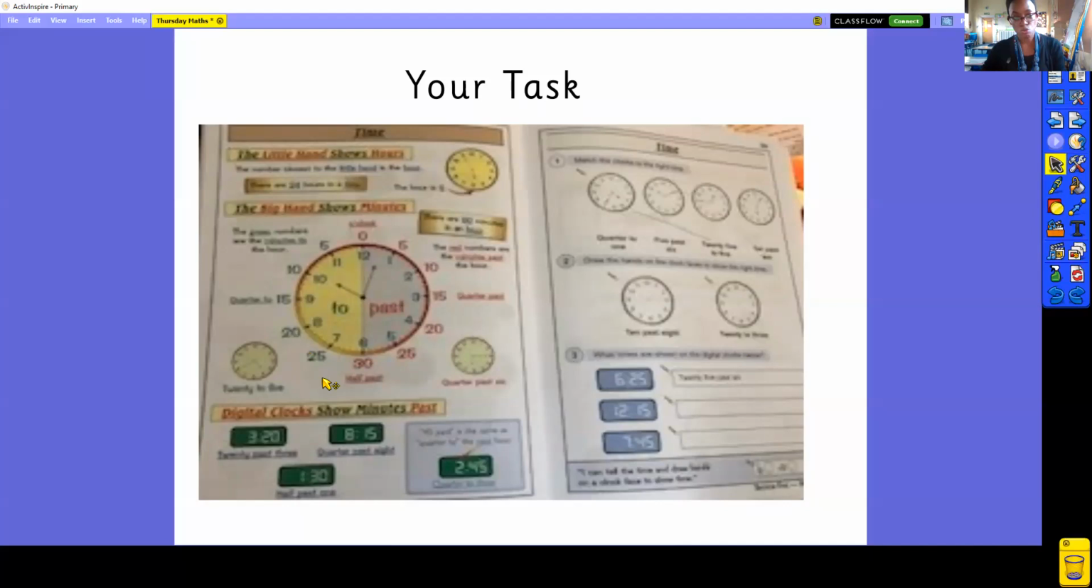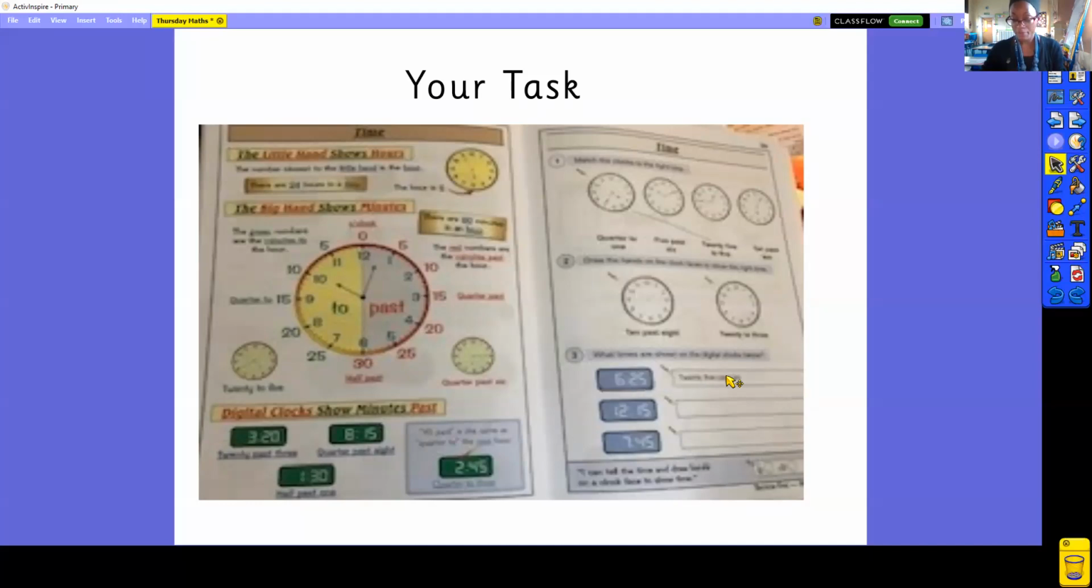Remember the examples already here. That might help you with that if you need it, because they are shaded. Number 1 is pretty straightforward, but these 2 are a little bit trickier. So do take your time and use what's around you to help you. And finally, question 3, what times are shown on digital clocks below? Okay, so you've got the digital, so what are they in words?